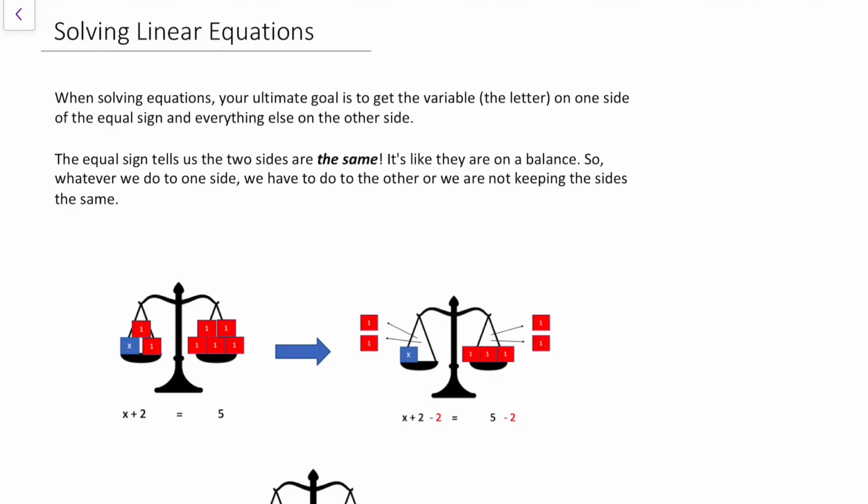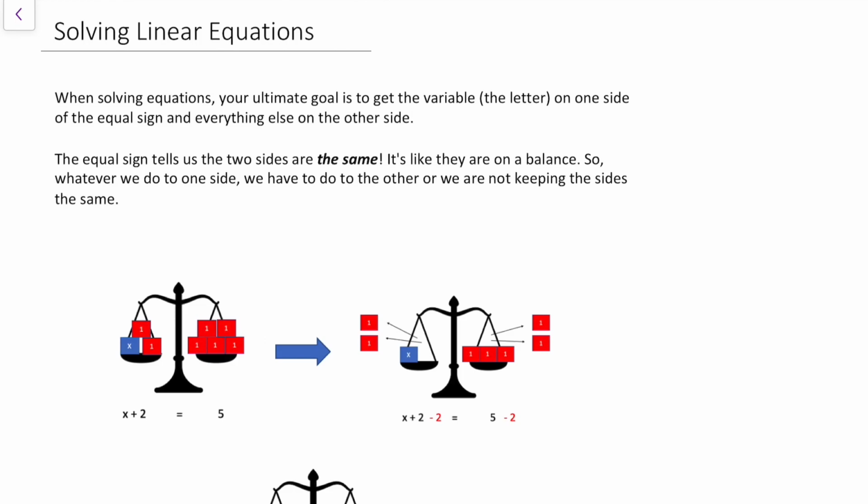In this video, we are going to look at solving linear equations. When you are solving linear equations, I want you to remember your ultimate goal. Your ultimate goal is to get the variable, or the letter, on one side of the equal sign and everything else on the other. We're trying to figure out what number would go where that letter is.